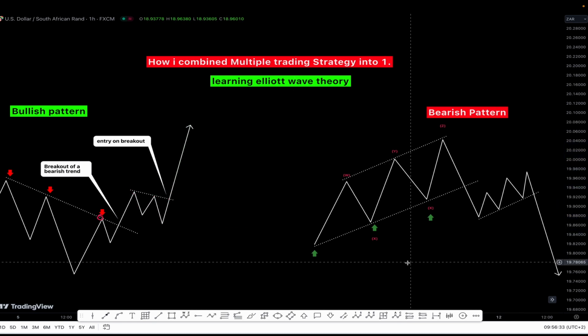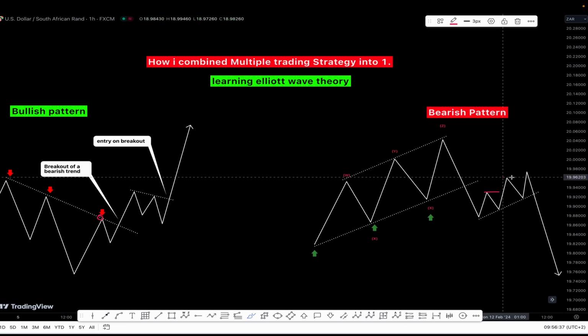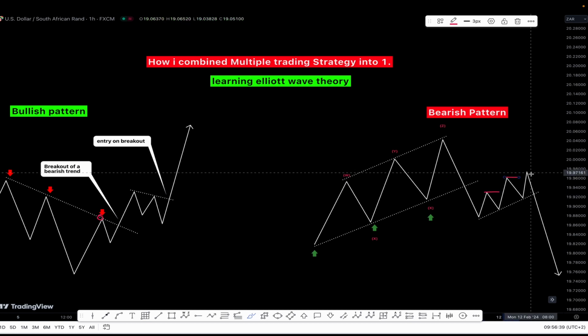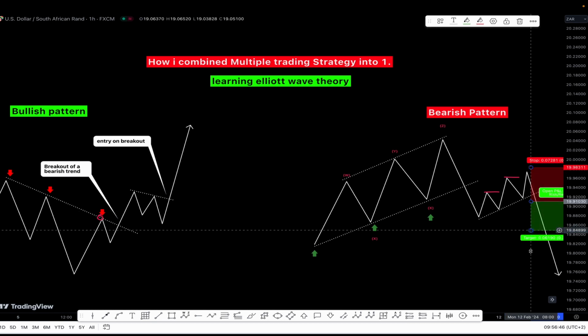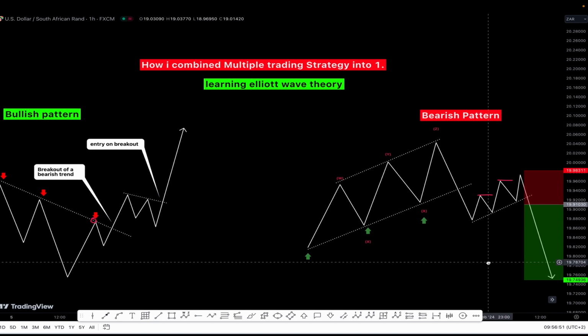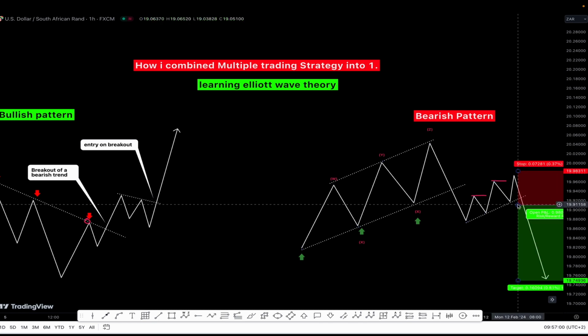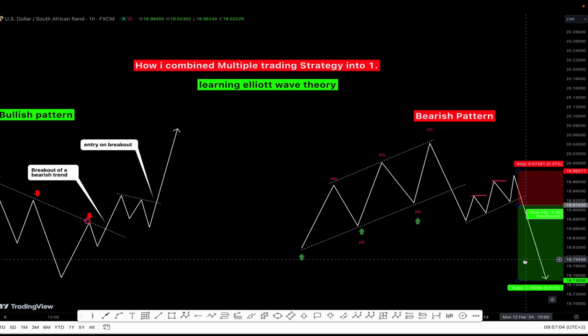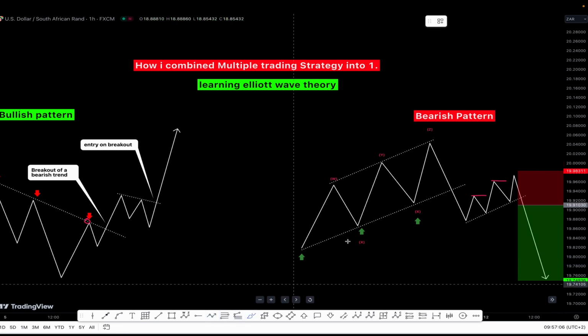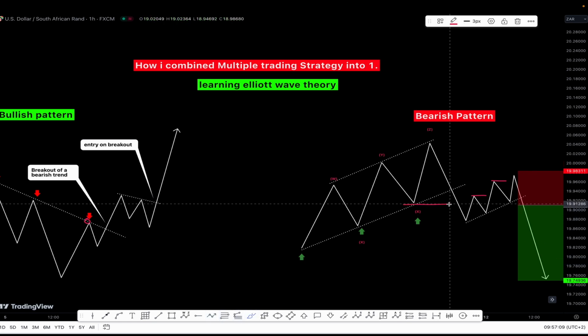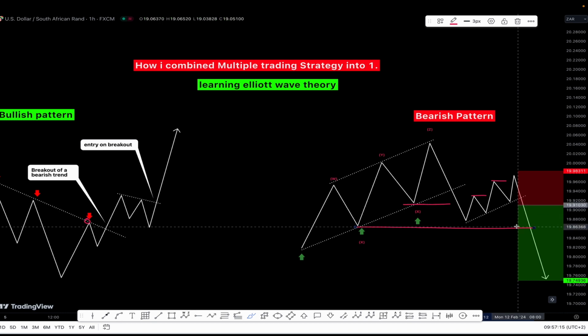Then I tried to enter on the third leg after price has made the third leg here. Then I will enter on the breakout of this, put my stop loss above, and you can see now that the risk has reduced. So after price is broken down here, it will eventually break to the downside. And my take profit levels were around this area here. But imagine entering the trade around here and then taking profit very early.